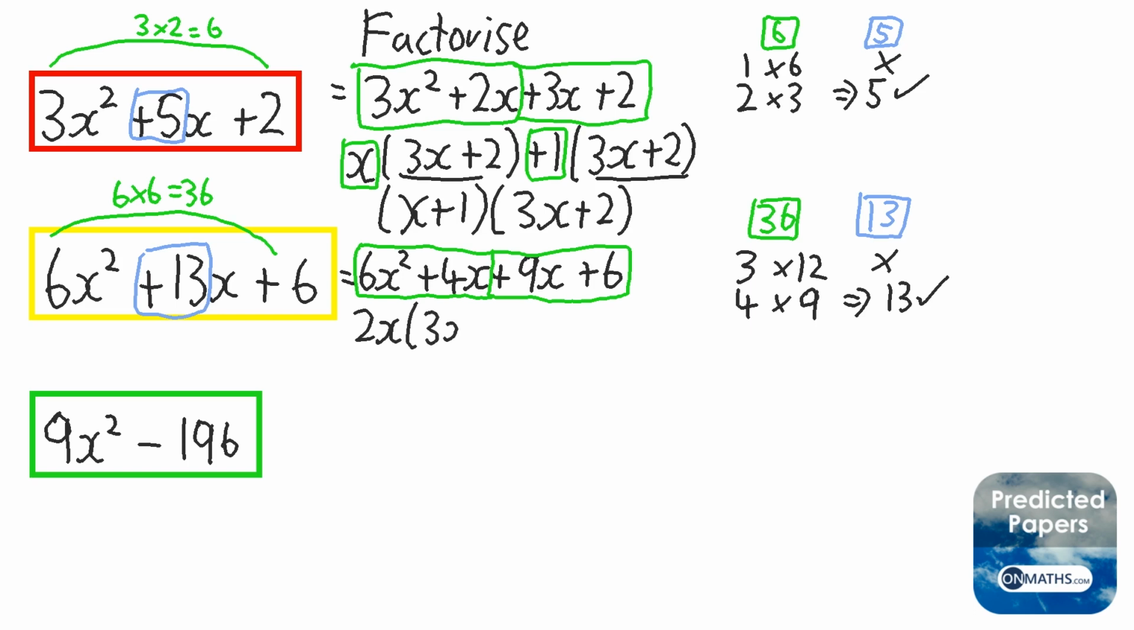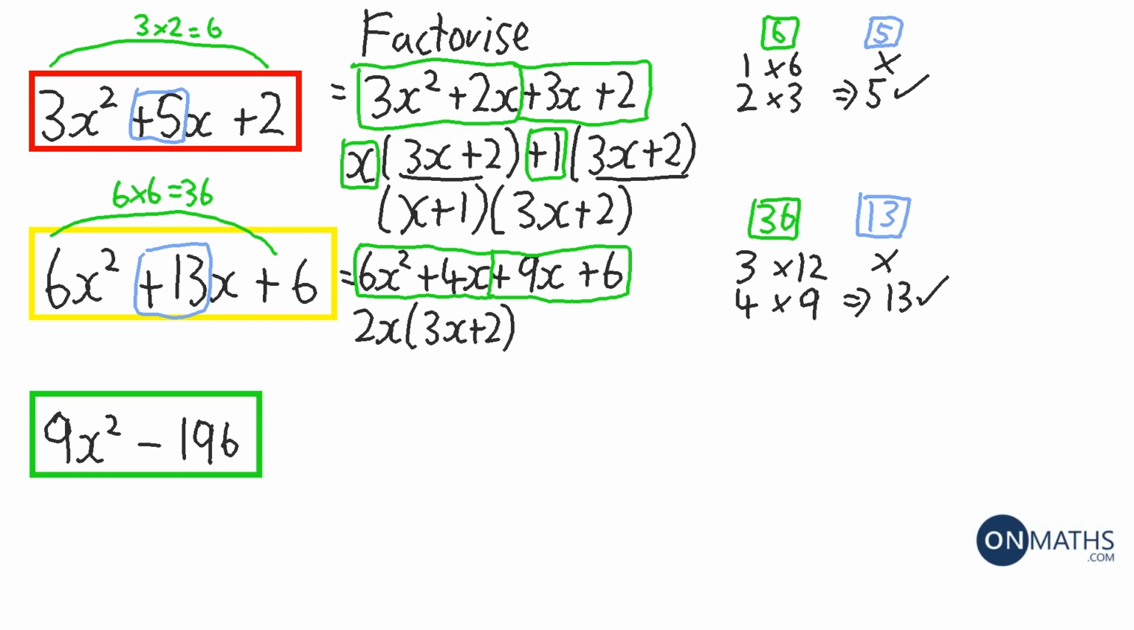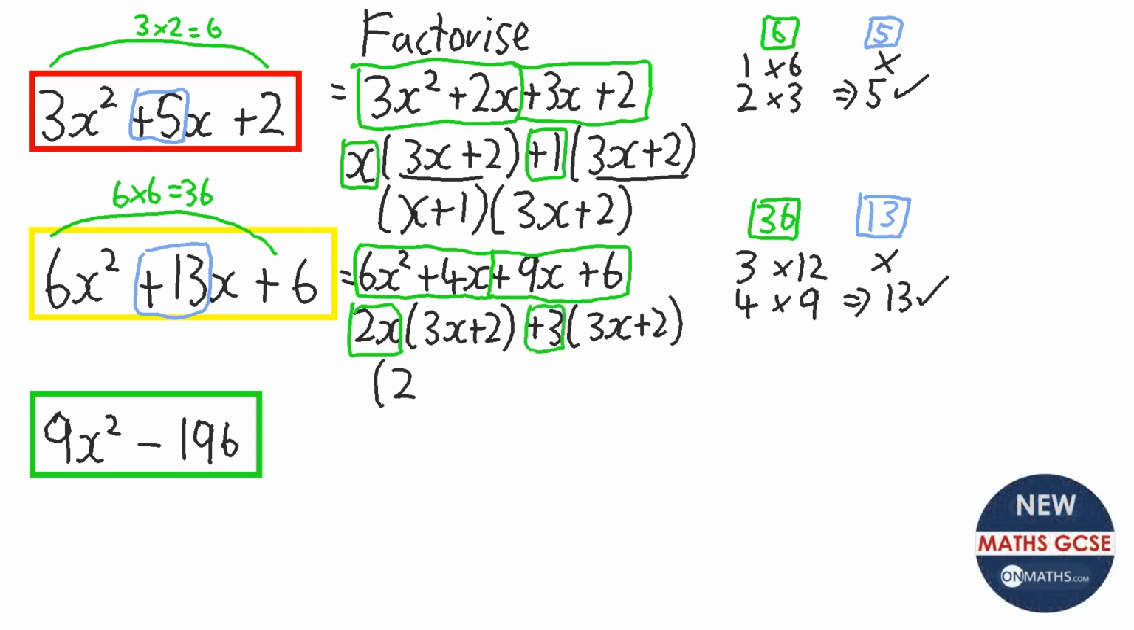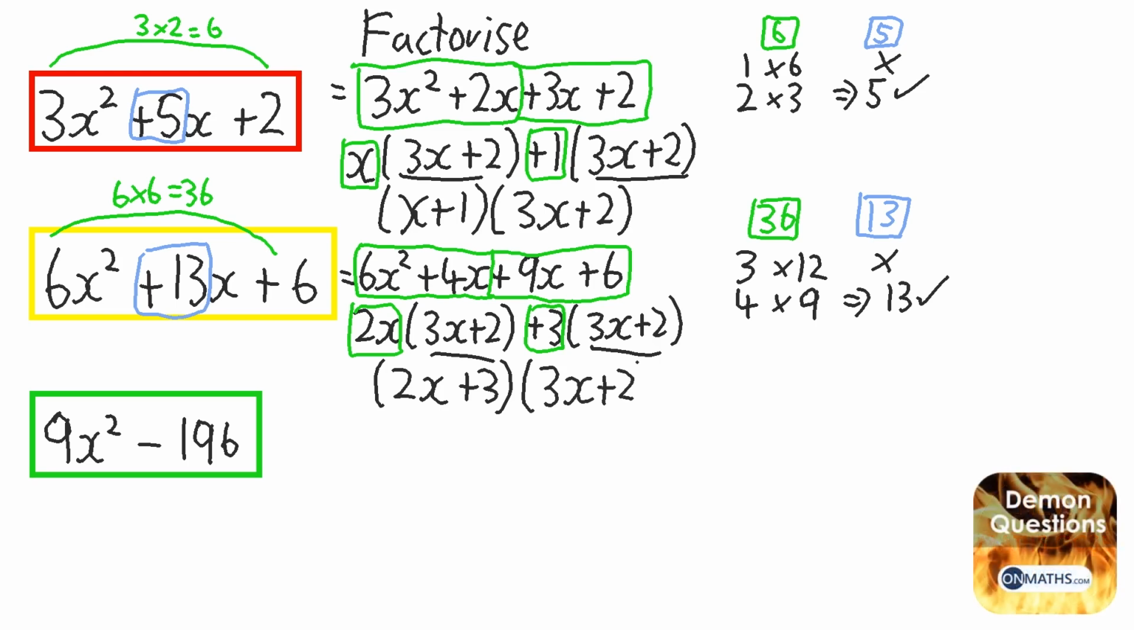So that's going to be 3x plus 2. And the second green bracket, they both have 3. So plus 3 brackets, 3x plus 2. And I'm looking at that first bit first, this bit here, and making a bracket out of that. So 2x plus 3. And then the repeated bracket afterwards. And it doesn't matter which order you put the brackets in, obviously.